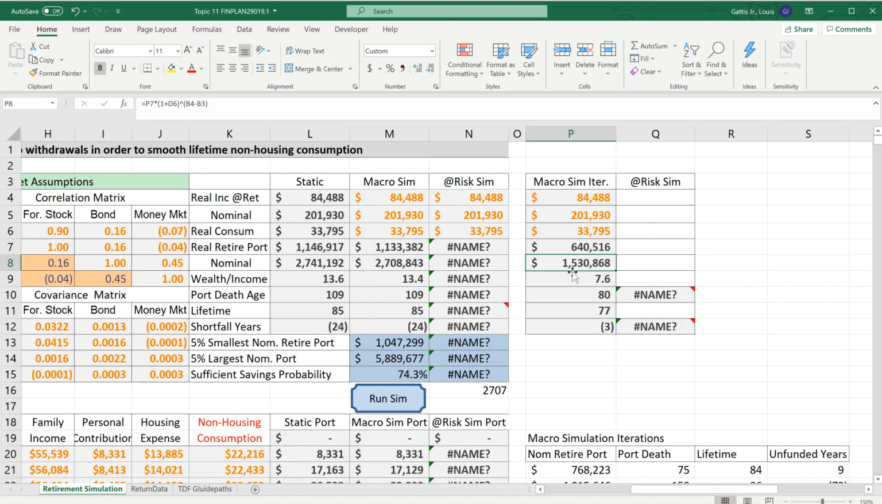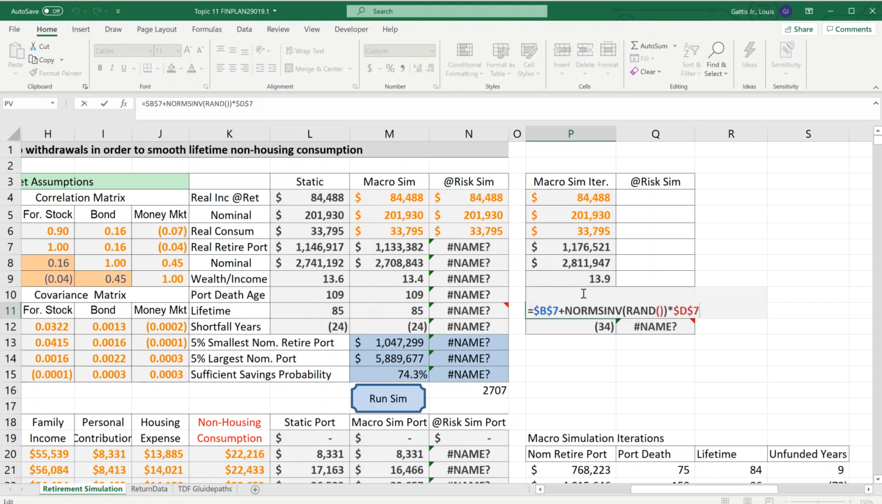So notice this cell in P8. So every time I hit F9, that's a random portfolio value. So this random market gave me 3 million, 1.4 million, 2.5 million, 2.2 million, and so on. Now again, if I did that 5,000 times, on average, I'm going to wind up with $2.7 million, which is the static value. Now, here's my random wealth to income ratio. Sometimes I got 5 times income, sometimes I got 20 times income. So that's interesting. Portfolio death. So this tells me every time I hit F9, it tells me what age my portfolio ran out of money.